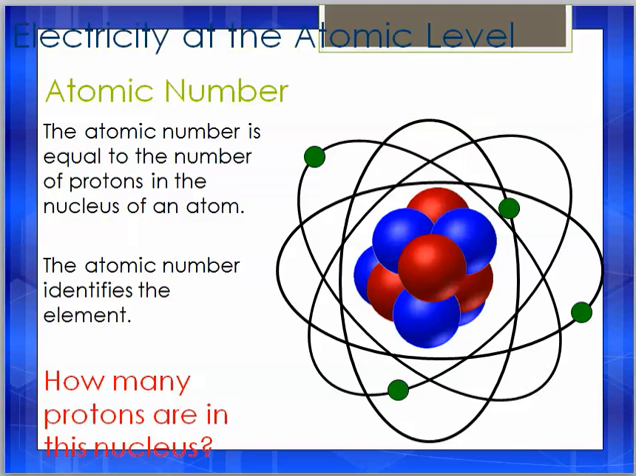The atomic number identifies the element. Every element that we come up to that has 4 protons is going to be beryllium. The other ones, these electrons out here, those don't deal with the atomic number.